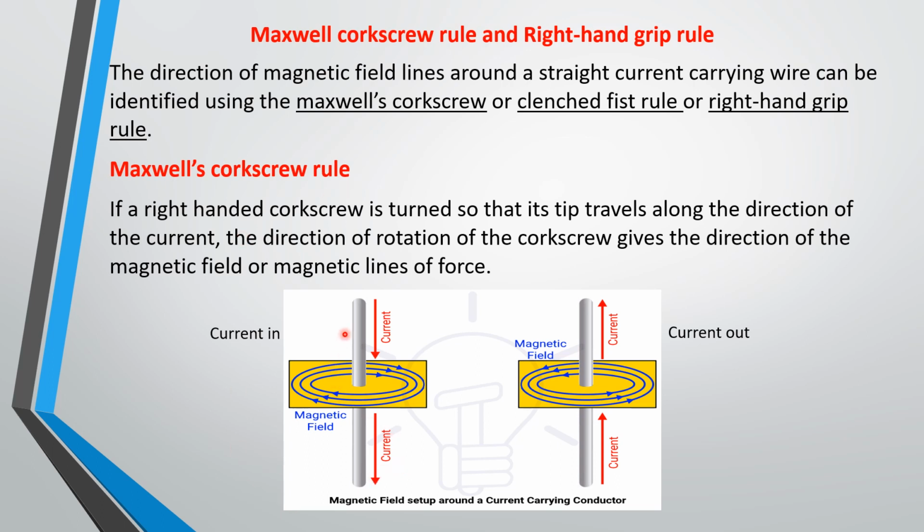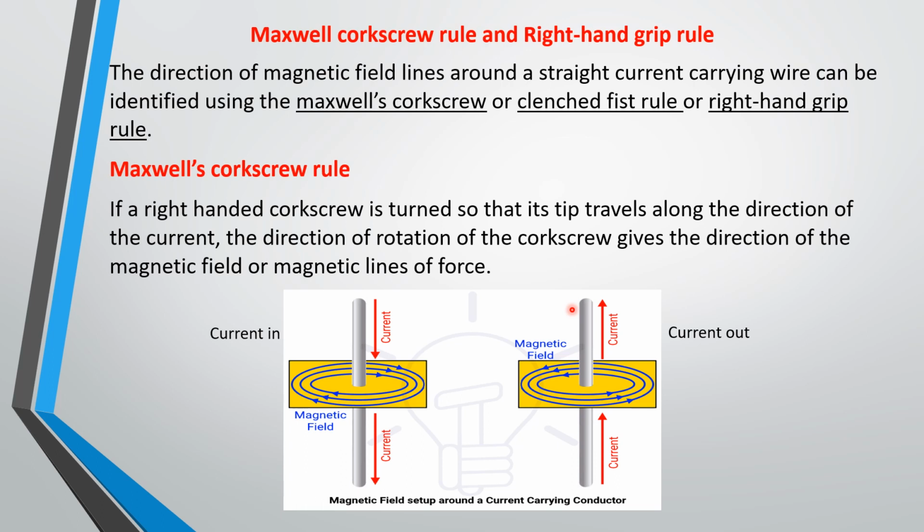So this is what I just explained. If this is the direction of your corkscrew, you see that the magnetic field lines are in a clockwise direction. Now if you reverse the current, reverse your hand, turn your hand upward. Now point your thumb upward and let the upward thumb represent the direction of the current.